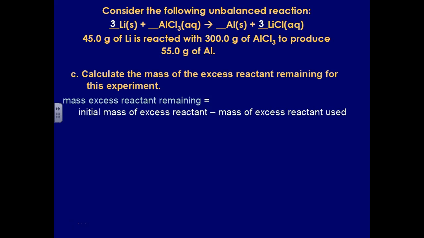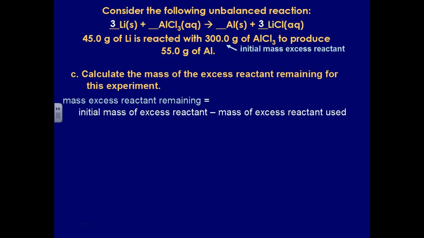If you started with a certain amount of the excess reactant and you used up some to use all the limiting reactant completely, you know how much you have remaining by taking the difference between those. So the mass of the excess reactant is the difference between the initial mass of the excess reactant and the mass of the excess reactant used. We know what the initial amount was. We were given that to start with.